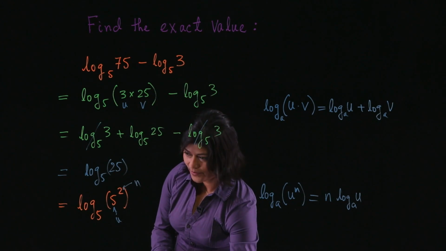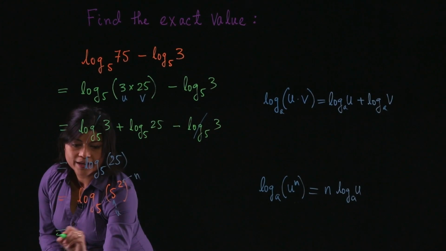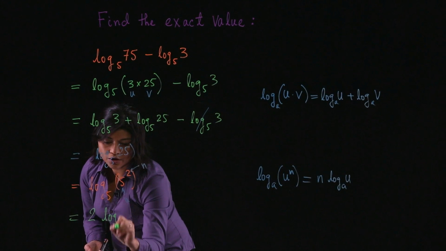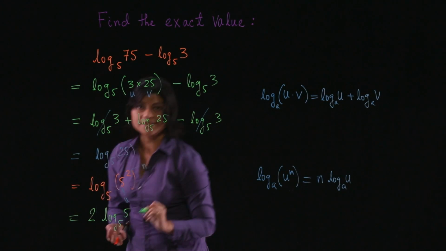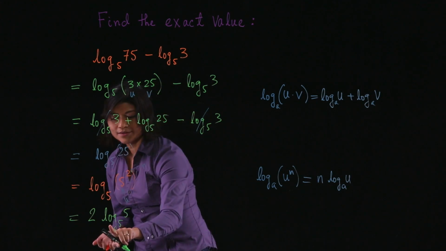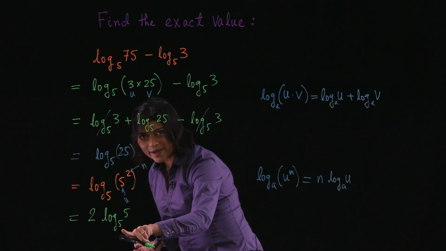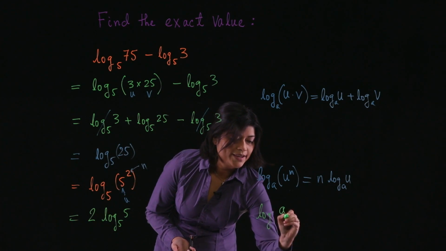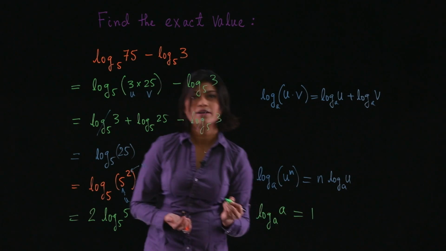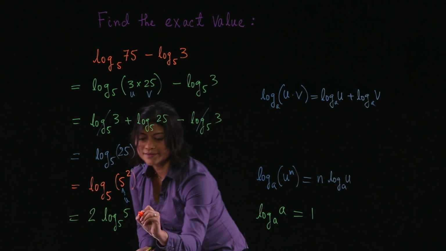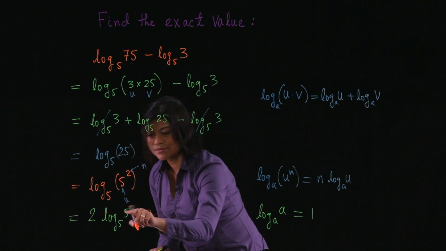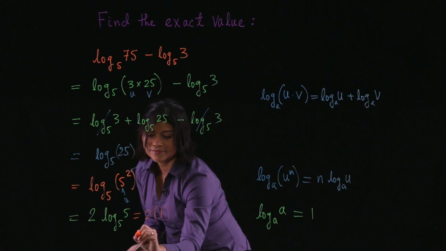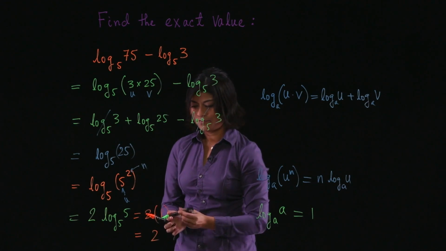So we can apply the property, and this is equal to n times, so 2 times, logarithm of u, which is 5, with a base 5. Well, notice here we have logarithm of 5 and the same base is 5. So we know another property, right? Logarithm of a, base a, is equal to 1. So we can apply that property here, and we'll get 2 times 1, since 5 is a and the base is the same. And therefore, the answer is 2.